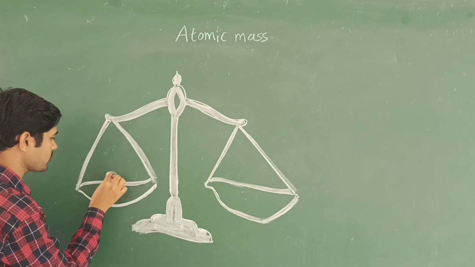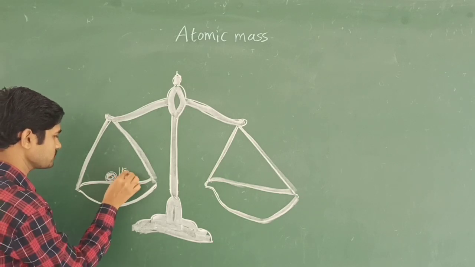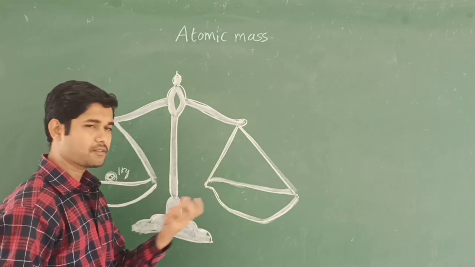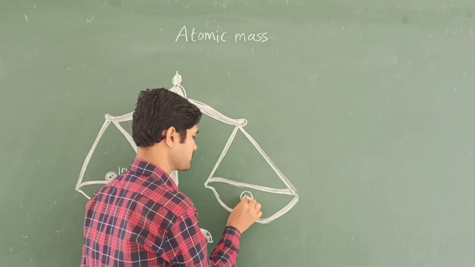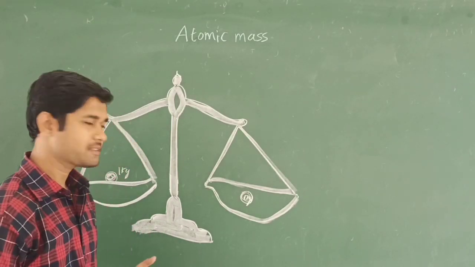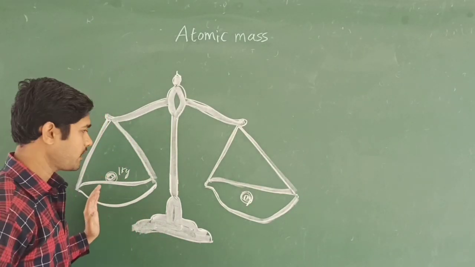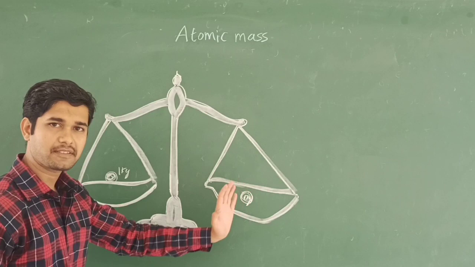This is called 1 kg fruits. And also I am placing one stone of 1 kg. This is called a 1 kg stone. So what happens when I give the 1 kg fruits and on the other side I have placed a 1 kg stone?